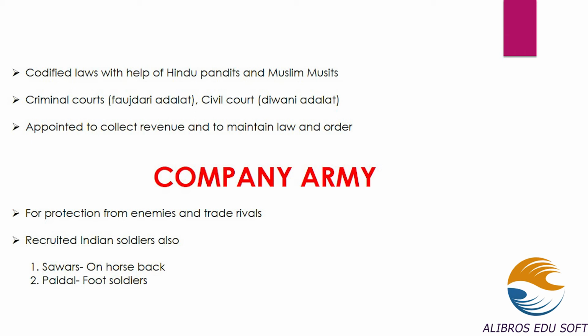Company Army. In order to protect the Company from enemies and trade rivals, the Company needed a strong army. So, they started recruiting Indian soldiers as well in their army. They not only recruited British soldiers but also Indian soldiers. Earlier, there were 2 types of soldiers. They were Sawars and Paidal. Sawars are the soldiers on horseback. And the second one is Paidal, that is the foot soldiers.